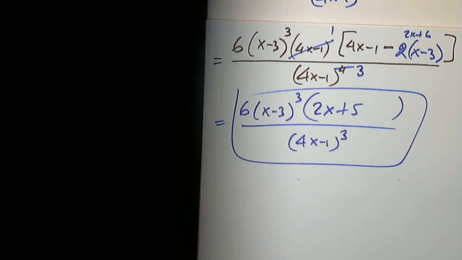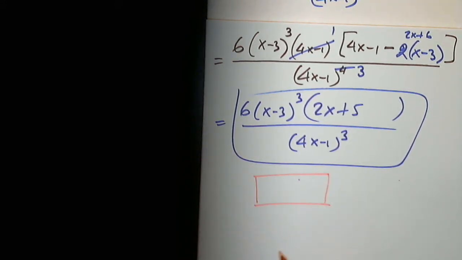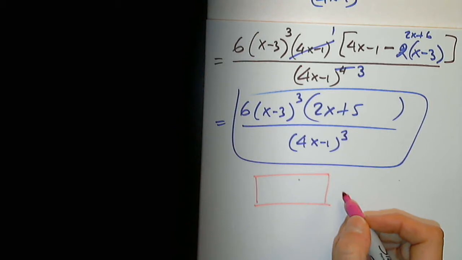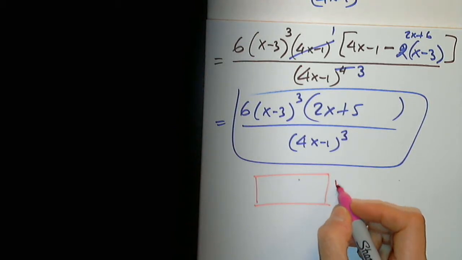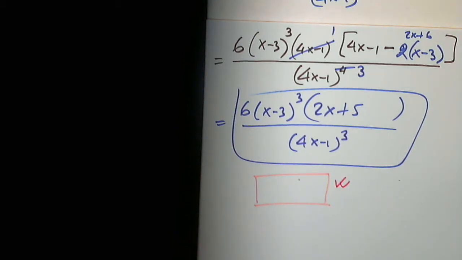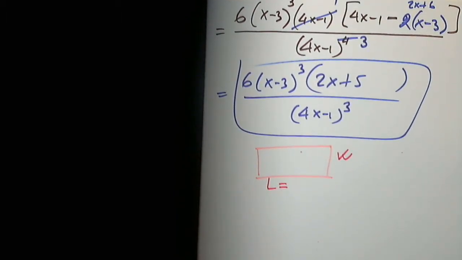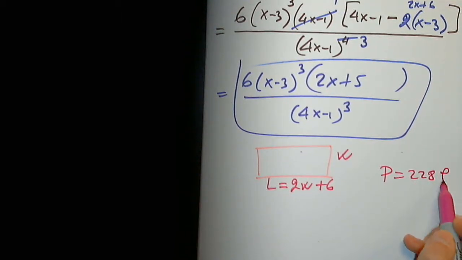The length of a rectangular tennis court is 6 feet longer than twice the width. So let's call the width W. Okay. So the length is 6 feet longer than twice the width, 2W plus 6. If the court's perimeter is 228 feet, what are the court's dimensions?